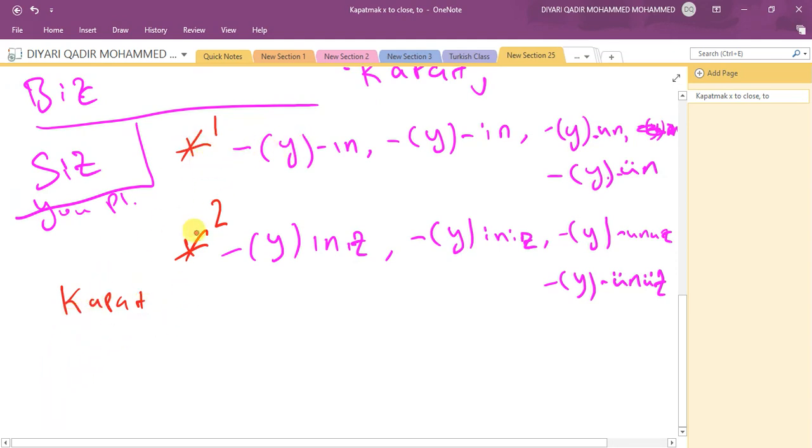Kapatın. Look. Be careful. This kapatın, this in is the suffix for you as a plural. Kapatın means close. I'm ordering you to close, but it's not singular, it's plural. I'm speaking as a plural. Kapatın. Or I can say kapatınız.